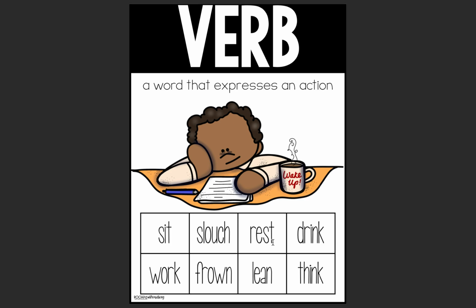Rest. The boy will rest his eyes. Maybe he's closing his eyes slightly. So that's the action of what he's doing. Drink. He will drink a cup of coffee. I hope not. So that's the action. He's drinking, or maybe cocoa. Work. The boy will work on his math worksheet. So that's the action there. Frown. He doesn't like his math worksheet. So his action in his face is that he's frowning. He's not happy. He's really upset.